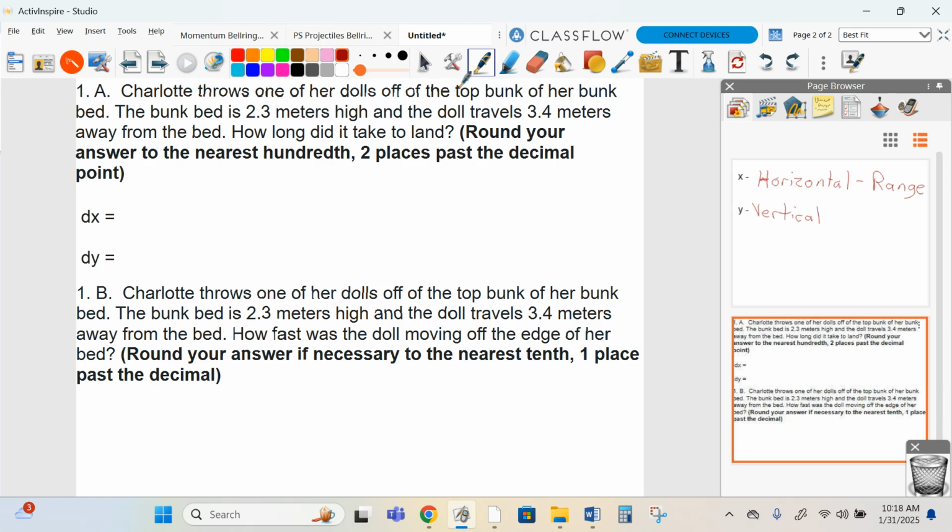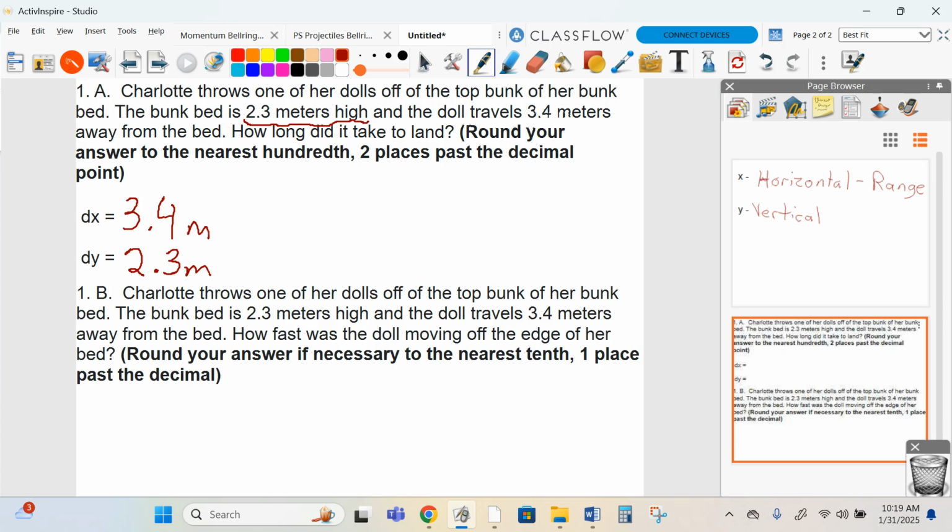So Charlotte throws one of her dolls off the top bunk of her bunk bed. The bunk bed is 2.3 meters high. If I'm talking about something being high, like that would be up and down. That is my y distance. So this is 2.3 meters. The doll travels 3.4 meters away from the bed. Away from you is a good way to know that they're talking about X, your range, how far away that you are. And then dy, 2.3, dx, 3.4.